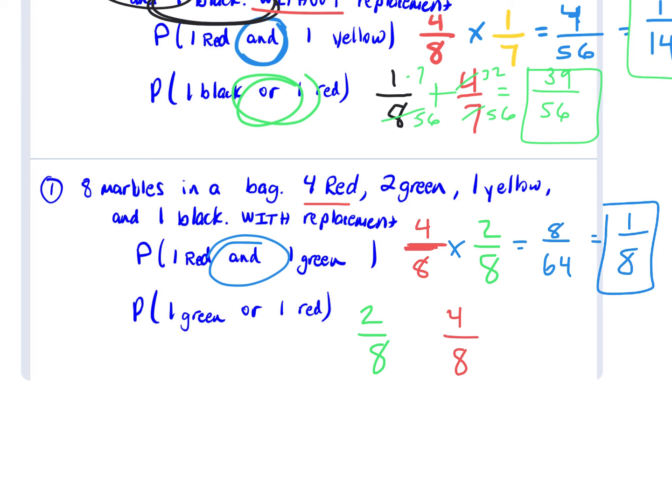And then our keyword is or. So are we adding or multiplying? Adding. So our denominators are the same here. So we just add the numerators. We get 6 over 8, which simplifies to 3 over 4.